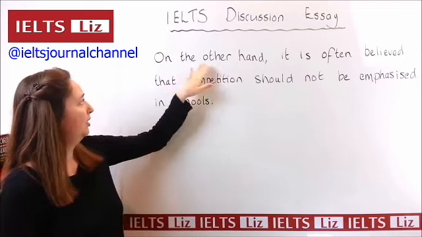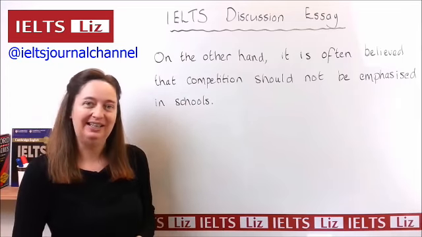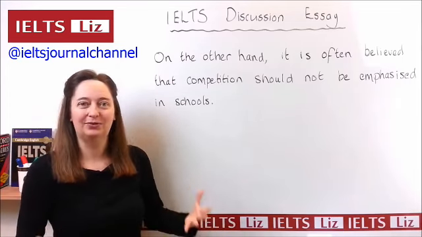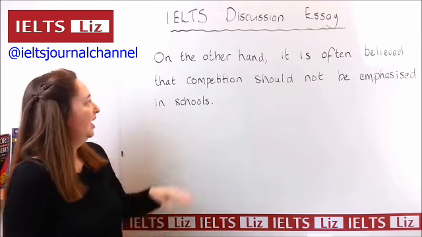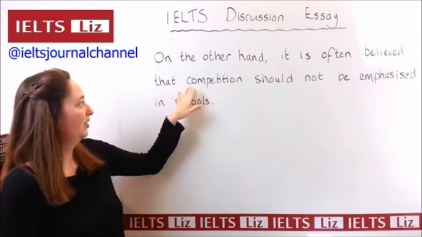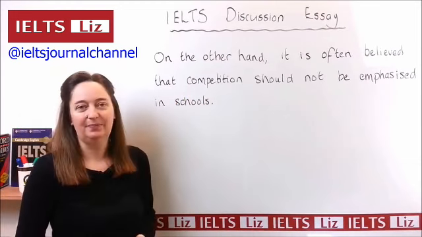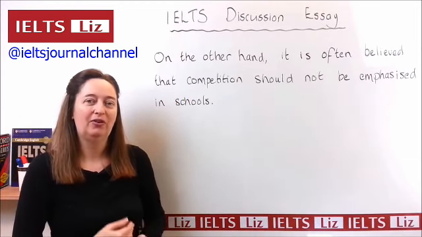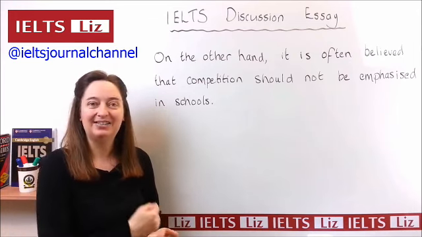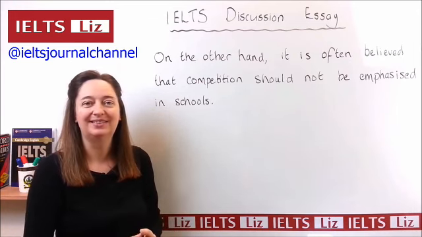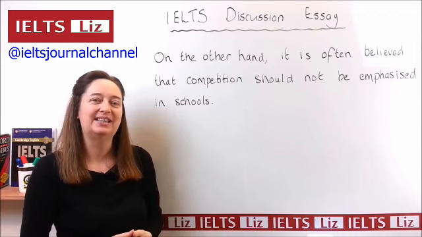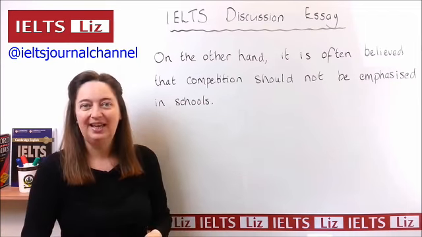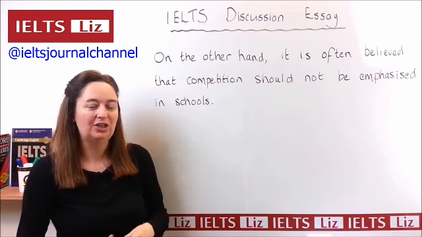Now it starts with on the other hand. That's the correct linking device. We've got on the one hand and on the other hand. 2 sides for a discussion essay. Then it talks about that it's often believed that competition should not be emphasised. It's very important before you start writing your body paragraph that you go back to the essay question and check the 2 sides. In the essay question it said that some people believe in competition, and the other side was that people believe in cooperation.